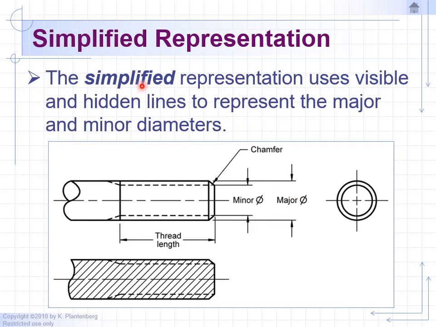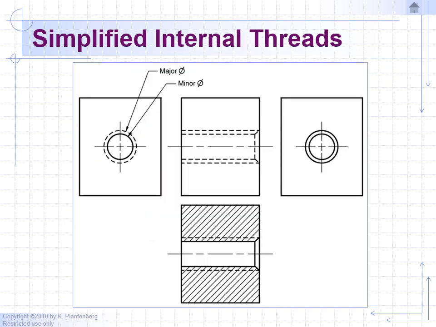And finally, the third option of how to draw threads on a drawing is the simplified version, where you don't draw all the threads, you just draw dashed lines indicating where the thread starts. So the threads start here and they end here, and the rest of it is a solid shaft. So that's the simplified version of creating external threads. And for the very simplified version of creating internal threads, you draw double dash lines. So instead of having to draw those diagonal lines, you just draw double dash lines indicating threads.